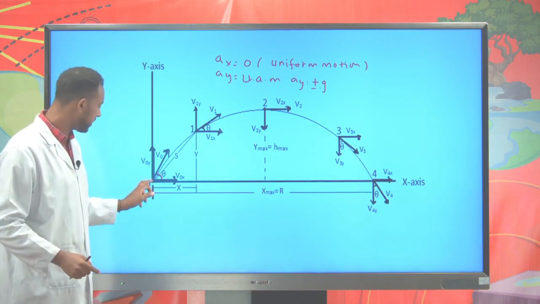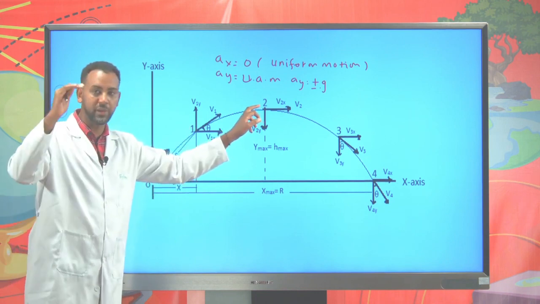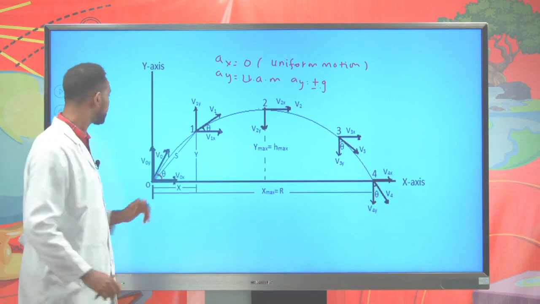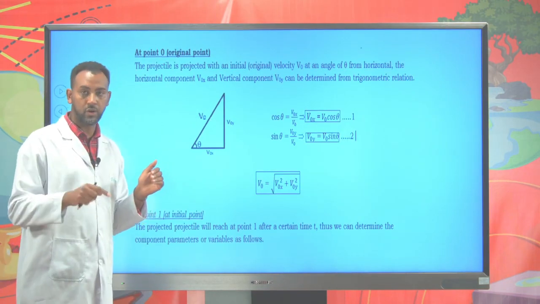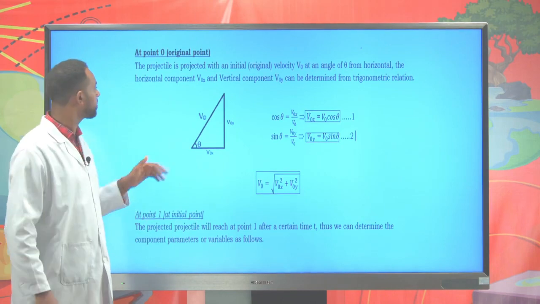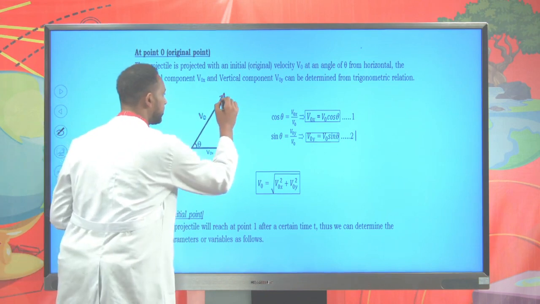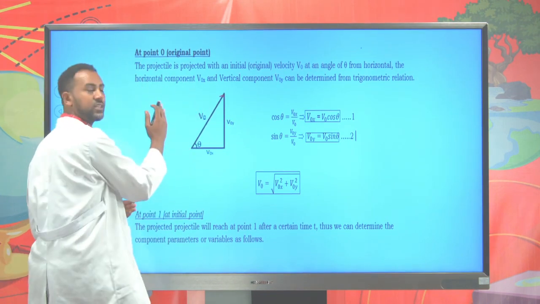Let's start with the initial point here, at some point here, at the maximum height here, and finally, let's try to see at point 4. When we look at point O, the original point, there is an initial velocity v0. The object is launched with an initial v0, and this v0 has a horizontal and a vertical component.